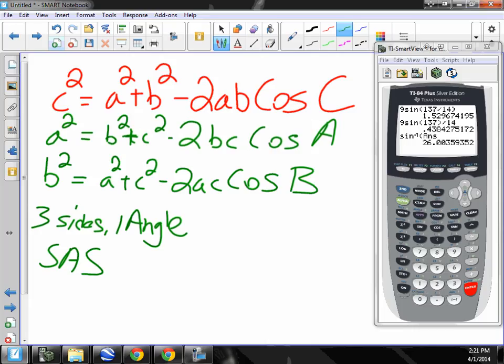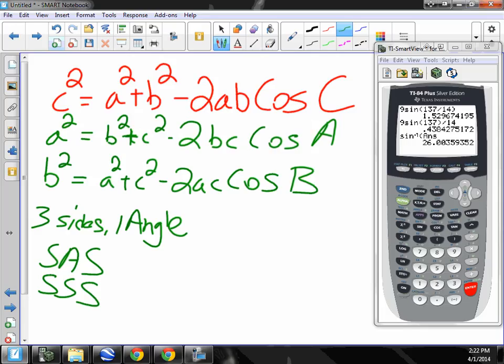We could do angle side side provided what? Provided we know there's only one solution. So we're going to leave that off because the law of sines is a better way to deal with that than the law of cosines. What else could it do? It could do side, side, side. If you know three sides, then you can find the missing angle, which is something that the law of sines will not do.